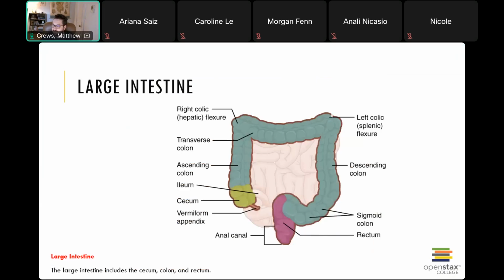So yeah, that's the colon. And then we have the sigmoid colon at the end, and then the rectum and the anal canal. Okay. So you've got an internal anal sphincter, and then an external anal sphincter right here. So between here and here, there's no sphincters. So there's not a sphincter between the rectum and the colon. It's just a change in the differentiation of cells. Okay, so there's a junction.